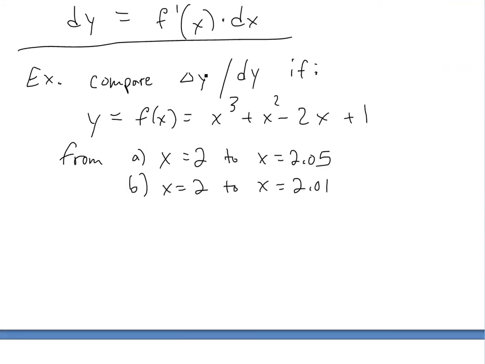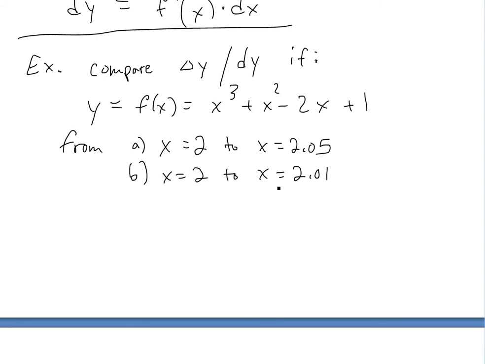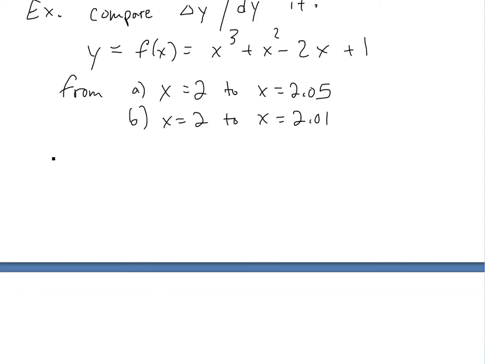Basically, compare delta y and dy if y is equal to f(x) = x cubed plus x squared minus 2x plus 1, from x is 2 to x is 2.05, and x is 2 to x is 2.01, so it's a smaller change in x. So let's look at part A.